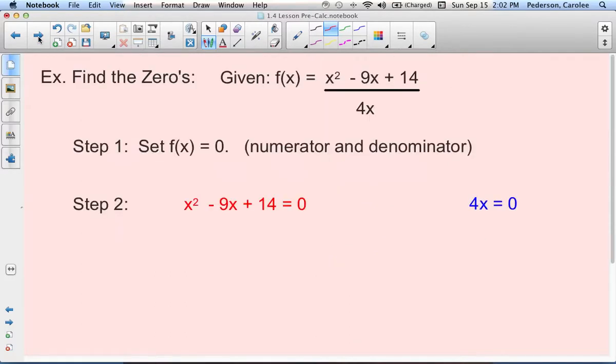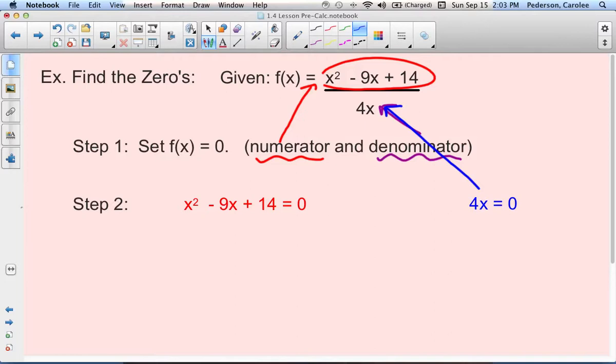Our third example is probably the most challenging one. When you have a function, and it's called a rational function, where you have a numerator and denominator, you want to set both the numerator equal to 0 and the denominator equal to 0. And you have to solve those separately. So I've done step 2. I've set the numerator equal to 0. So we have a quadratic equation. And then I've set the denominator equal to 0. So let's take care of the red one first.